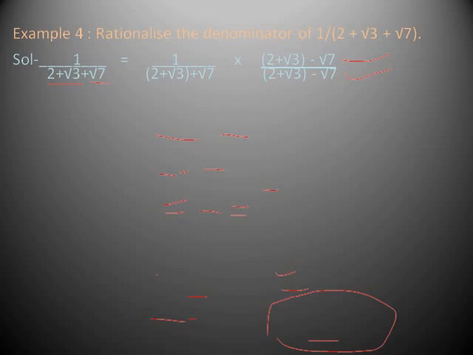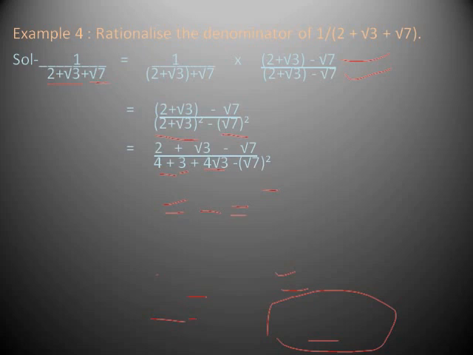Here what we will do, we will divide these 3 terms into 2 parts. Let us take the first part as 2 plus root 3 and the second part as root 7. So we can assume it as 2 terms only. The first term is 2 plus root 3 and the second term is root 7. So we will multiply it by the conjugate. So we will multiply numerator and denominator by 2 plus root 3 minus root 7.